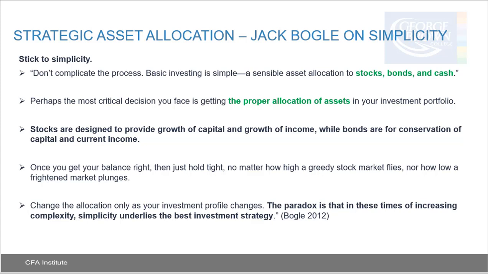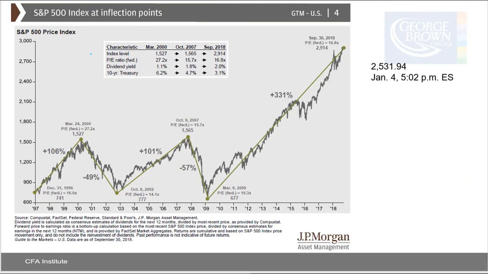And so back in 2012, he said the paradox is that in these times of increasing complexity, simplicity underlies the best investment strategy. So on this graph, I'm just looking at the S&P 500 price index. Now, this is not total return. It's not including the reinvestment of dividends. It's just the index level. And that's one thing that you need to understand, is that when you're looking at the S&P 500, the index is just a price level, okay?